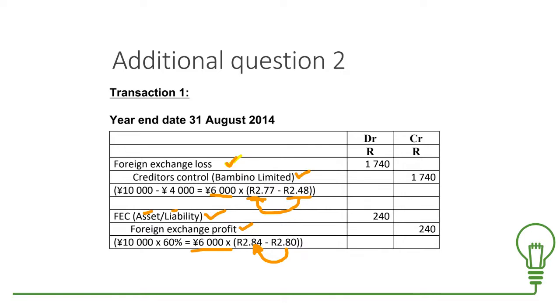Anyway, the 6,000 times the difference in the creditor and the spot rates is going to give us 1740, and then the 6,000 times the difference in the forward rates, these are the forward rates, is going to give us 240.